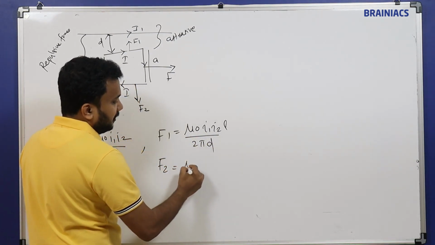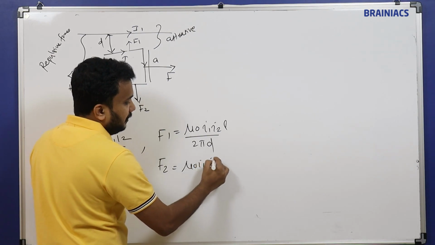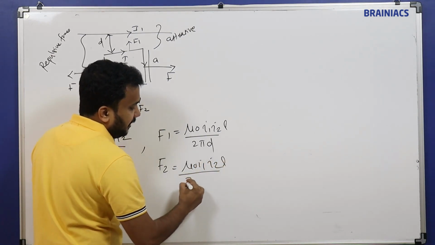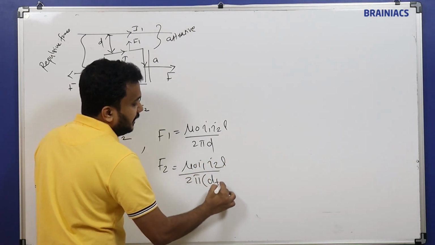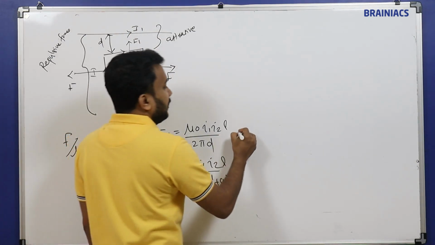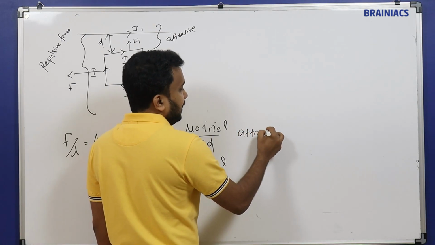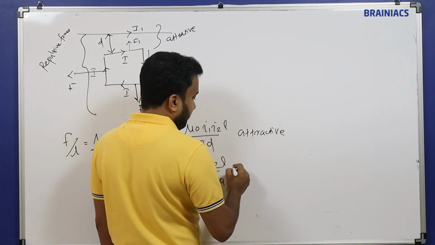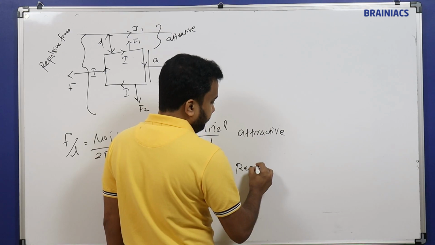But F2 is what? Mu 0 I1 I2 into L divided by 2 pi into d plus A will come. The distance is increased. So what kind of force is this? This is an attractive force. And this is a repulsive force.